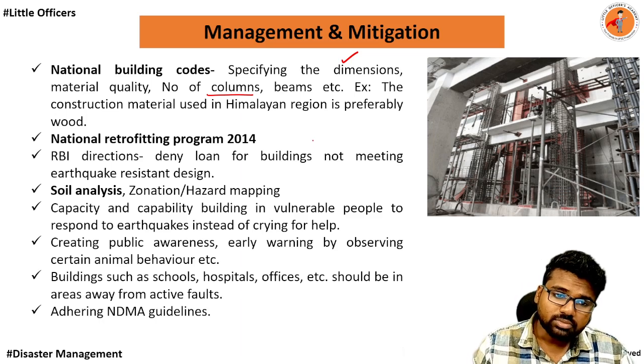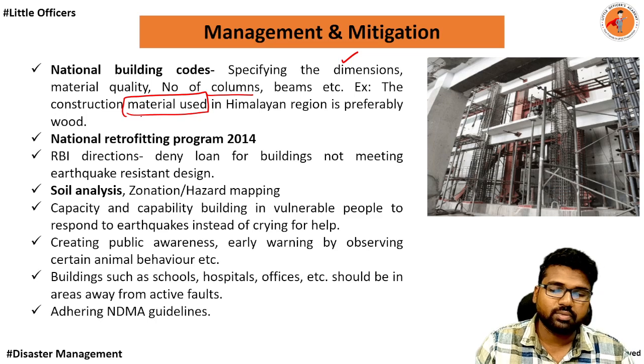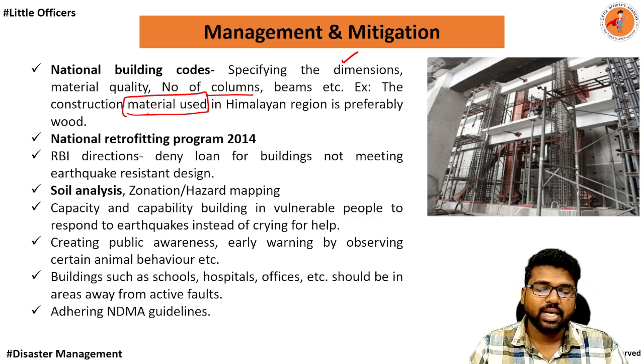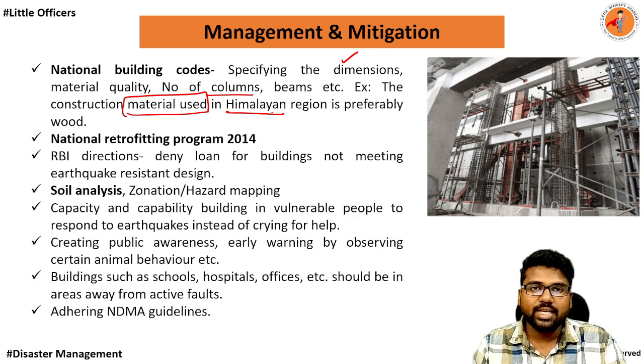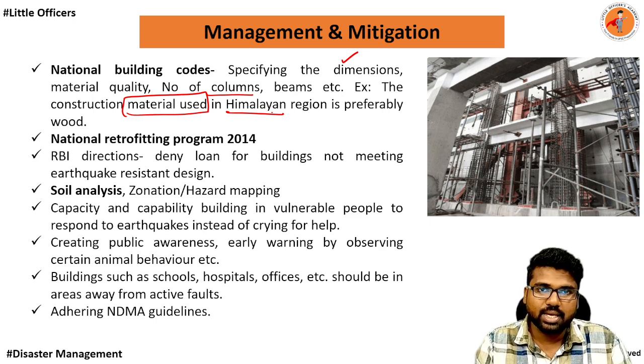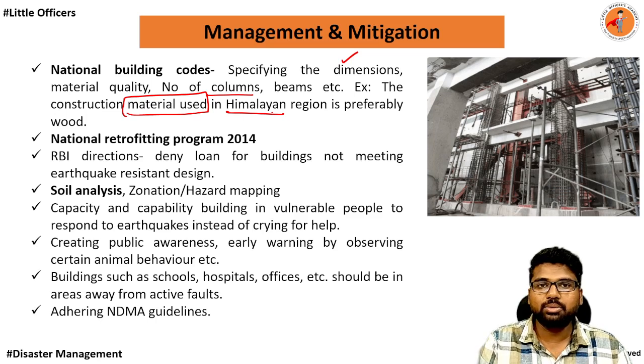Then similarly, the material used for building construction in different locations, particularly highly vulnerable locations like the Himalayas, preferably wood or bamboo is the material, because even if it collapses, it doesn't lead to much loss of life because it is a lighter material compared to concrete.